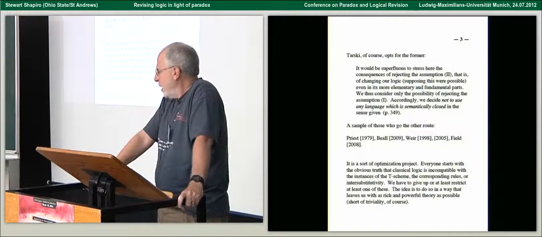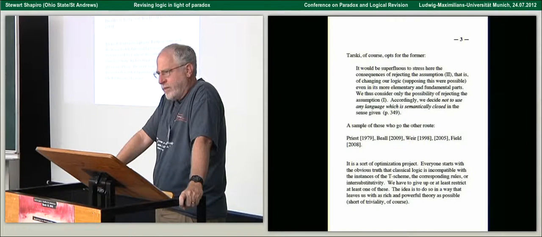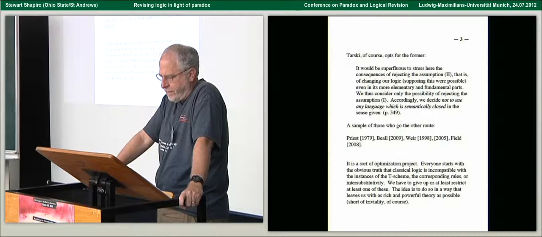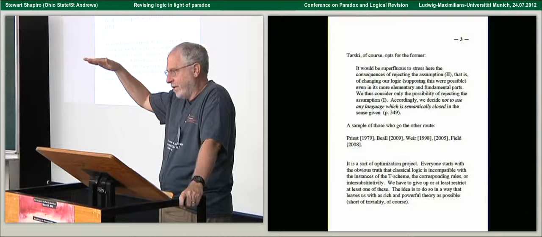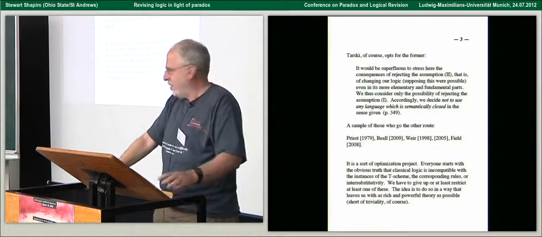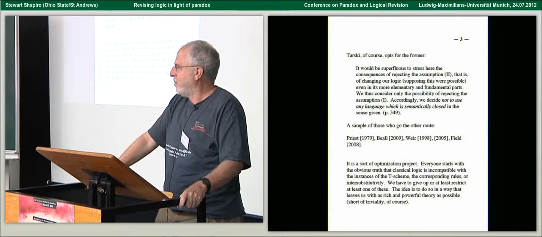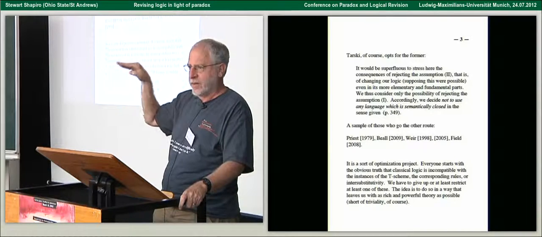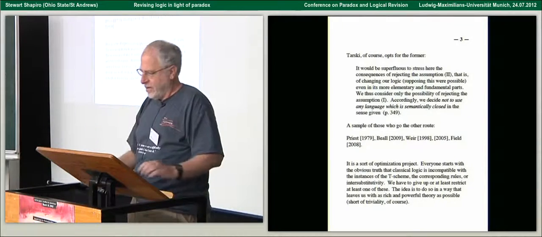All right, now, one way to look at this is as a sort of optimization project. Look at all the work. You start with the obvious truth that classical logic is incompatible with the instances of the T-scheme, and so you have to give up something. The idea is to do it in a way that gives you as rich and powerful a theory as possible, short of triviality. I mean, you don't want it to be too powerful. As, in another context, Penelope Maddy once put it, we want to operate one step back from disaster.